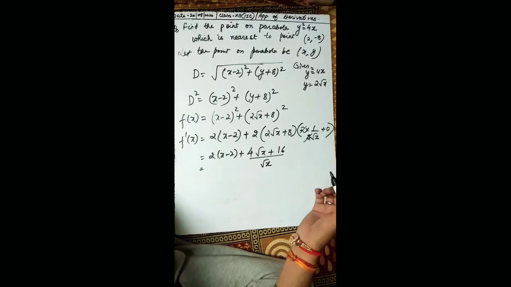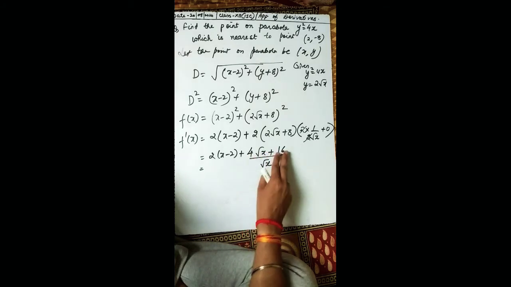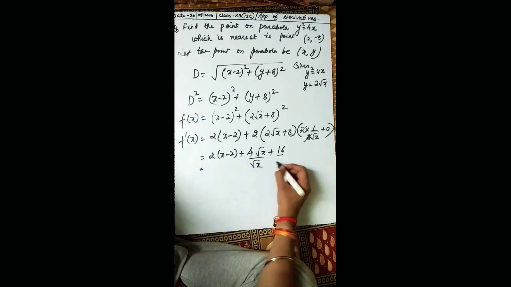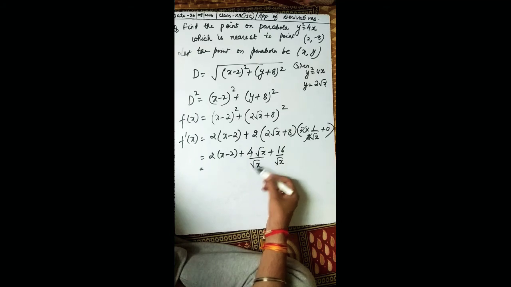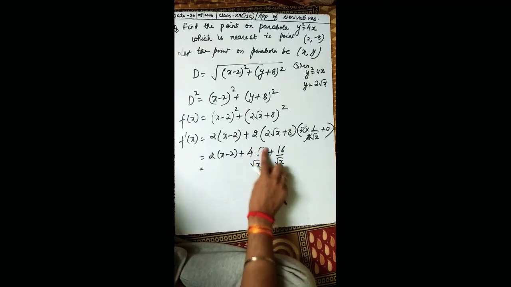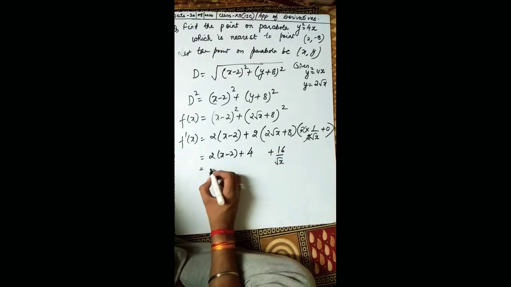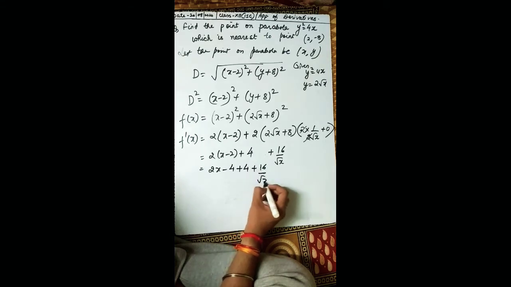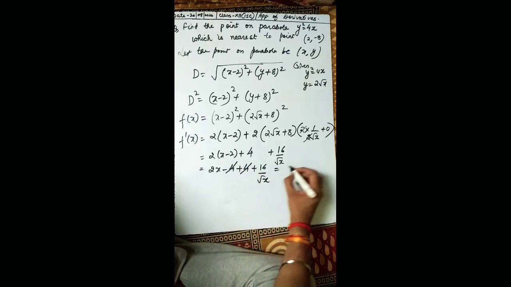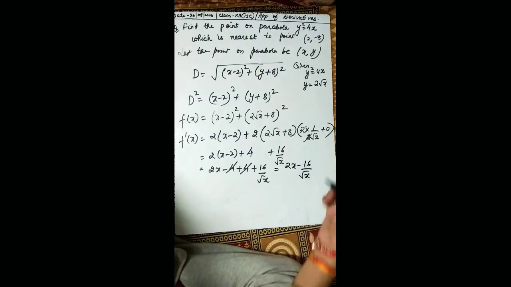Now what you can do, just separate this root x from the 4 root x and 16. So I'm separating it in this particular step. Now you can cancel this under root with this under root. I hope you are understanding. Multiply this 2 inside: 2x minus 4 plus 16 upon root x. This 4 and this 4 you can cancel, and you finally have 2x minus 16 upon under root x.